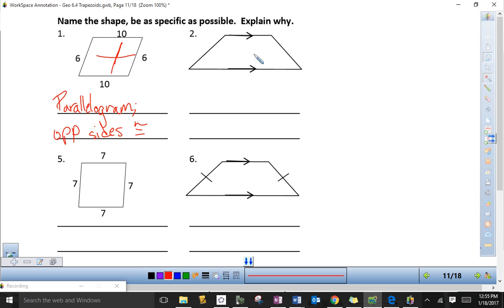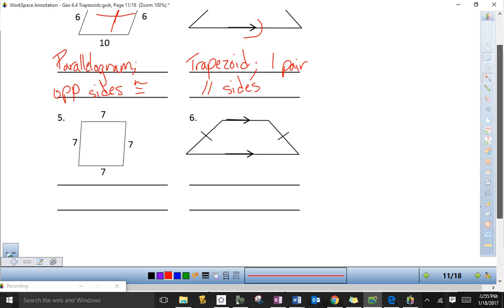On number 2, I've got the arrows on my sides, which mean parallel, and I've got one pair of parallel sides. If nothing else is marked in the picture, that's all we know. So we are just going to call this a trapezoid, which we learned today, because of that one pair of parallel sides. I'm going to skip down to 5 and 6 and talk about those ones next.